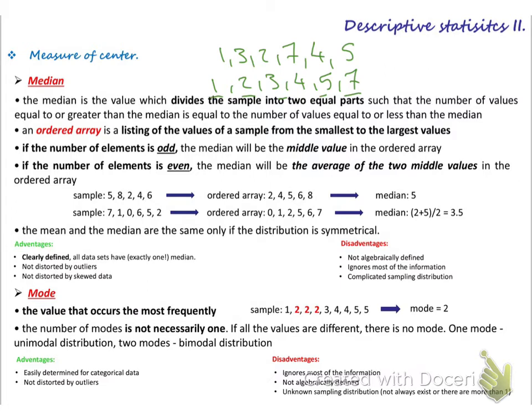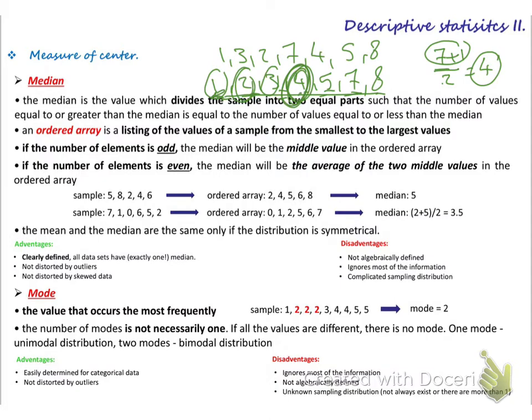The count of individuals before it equals the number after it. So if I have, for example, 1, 2, 3, 4, 5, 6, 7, that is 7 numbers. I cannot divide 7 by 2 and get a whole number, I would get fractions. So what I shall do is add 1: 7 plus 1 divided by 2 equals 4. So it will be the fourth term: first term, second term, third term, fourth term. This is the median, the fourth term.